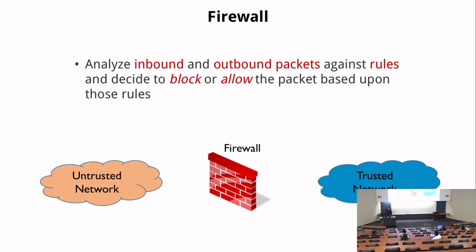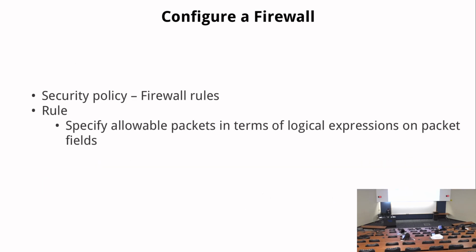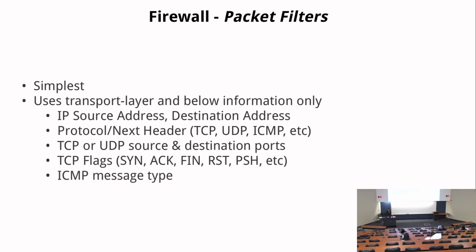So how does a firewall work? It basically analyzes the inbound and outgoing packets against some rules and decides to block or allow the packet based on those rules. The firewall provides the mechanisms to do that. On top of that, we have different rules, which we also call security policies. Those policies specify allowable packets in terms of logical expressions on the packet fields.